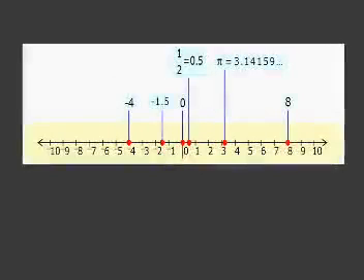Since all real numbers can be located on the number line, it can be used to compare and order all real numbers. For example, we can see that 1/2 is greater than -4, and pi is greater than 0.